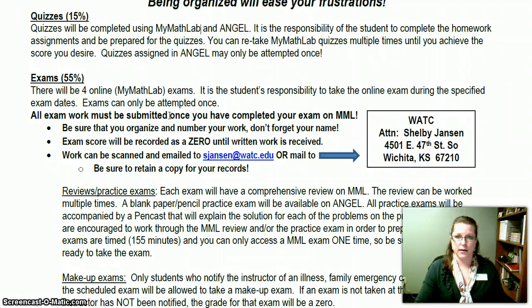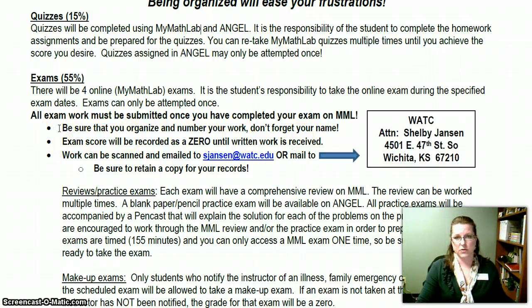You can scan it and email it. I've had students in the past take a picture with their smartphone or their camera and email me that. That works just fine. You can snail mail it to the Southside campus. The address is right over here. But it is imperative that you send me that.